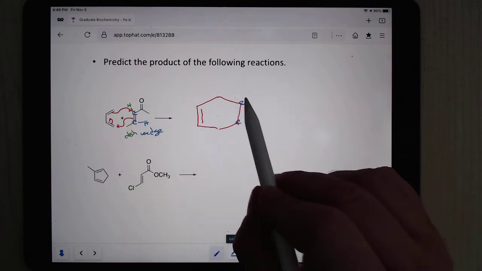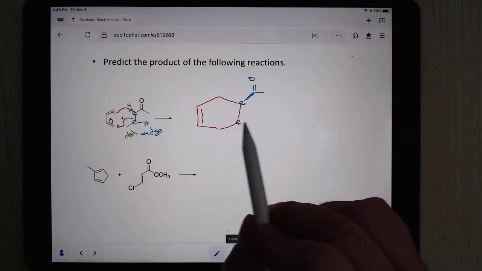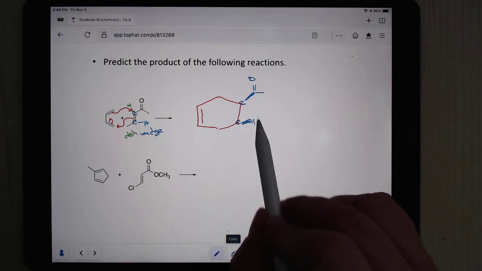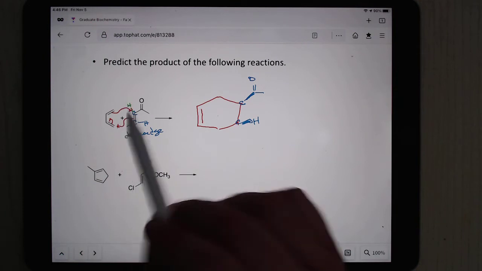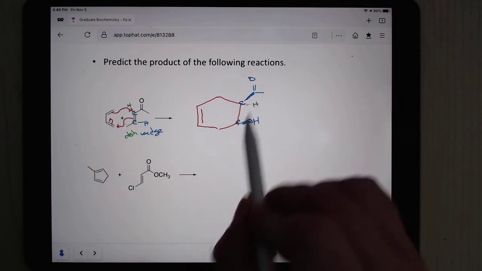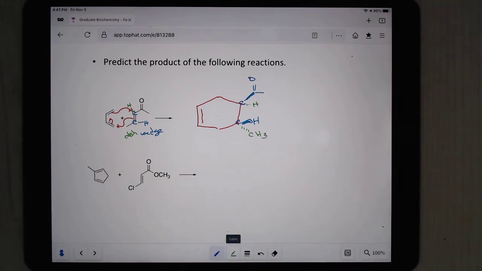So I'm going to say this ketone's on the wedge. Hydrogen here. And then this side of the dienophile is going to be a dash. So hydrogen here, methyl there. And that's it.